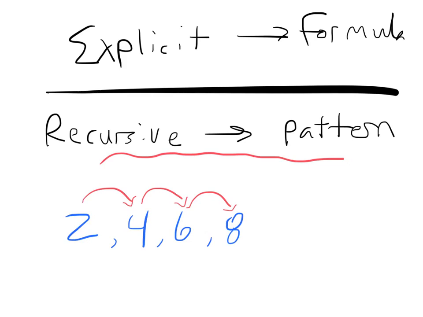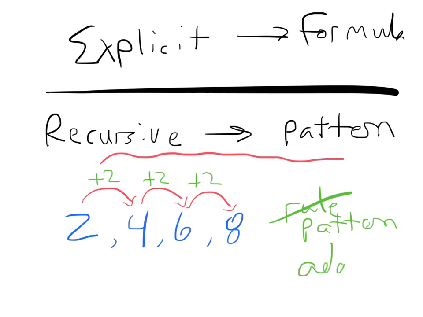Well, I think the way that I would do it is that I would add 2. 2 plus 2 equals 4. 4 plus 2 equals 6. 6 plus 2 equals 8. So I think my rule here, or my pattern, maybe is the better word to use, the pattern is add 2. That's my pattern. This is the basis to recursive definitions.